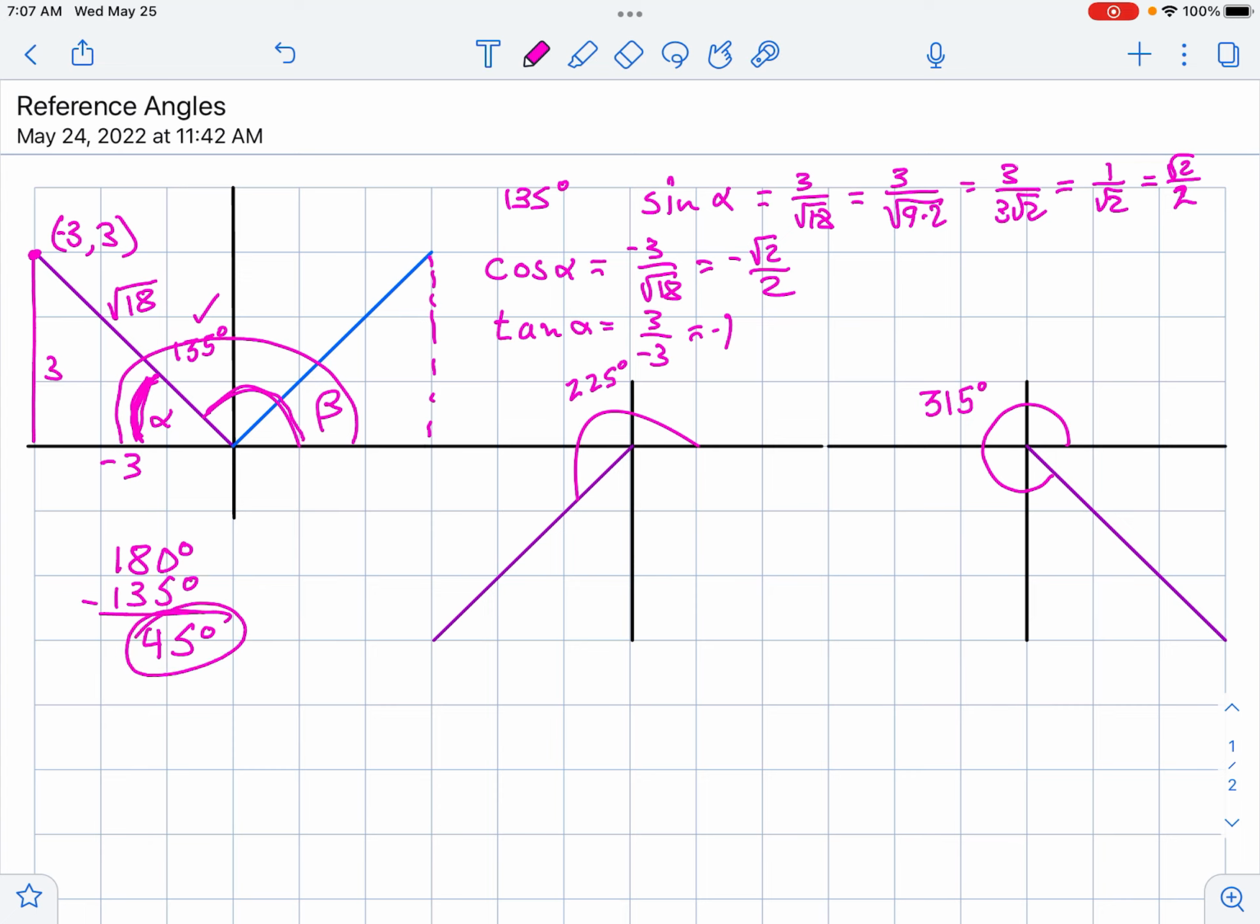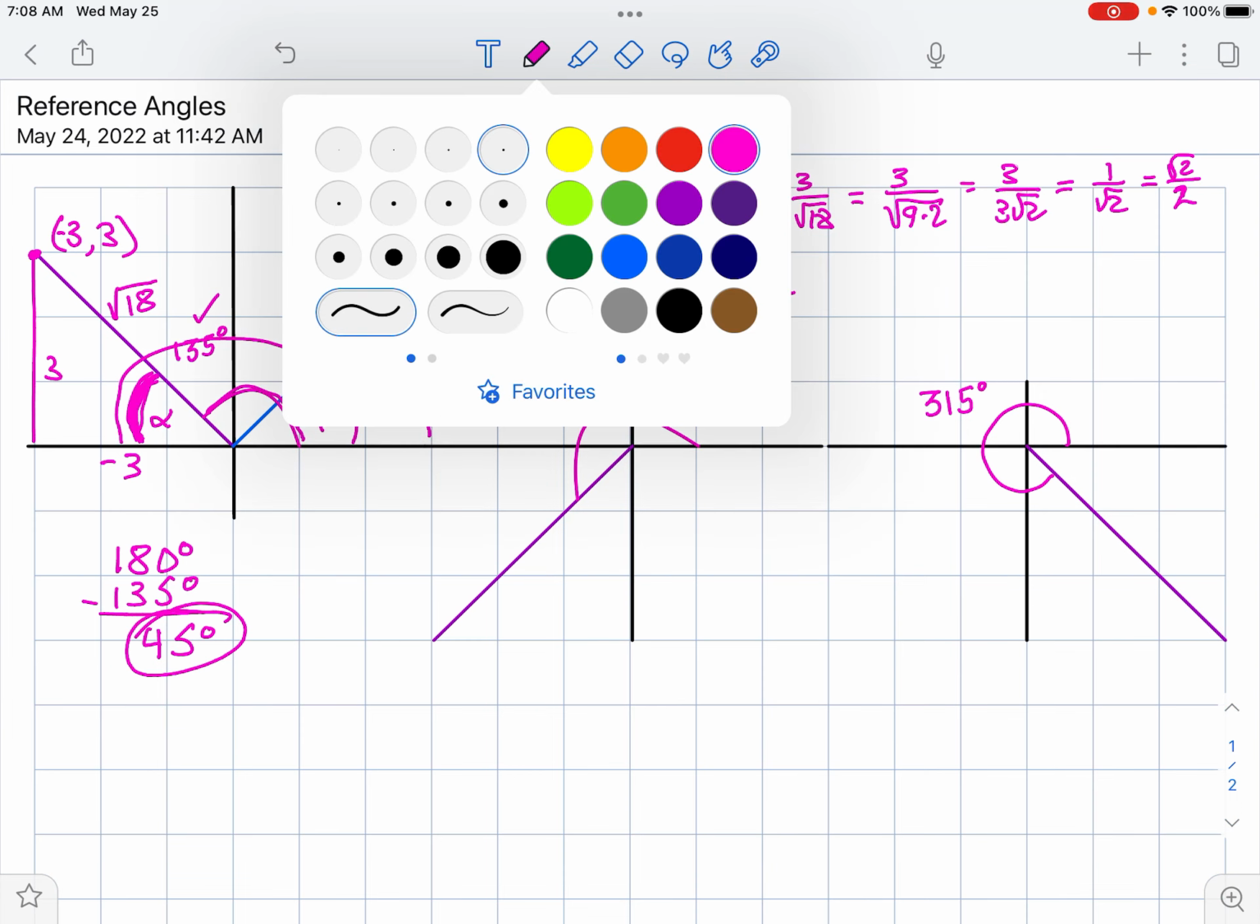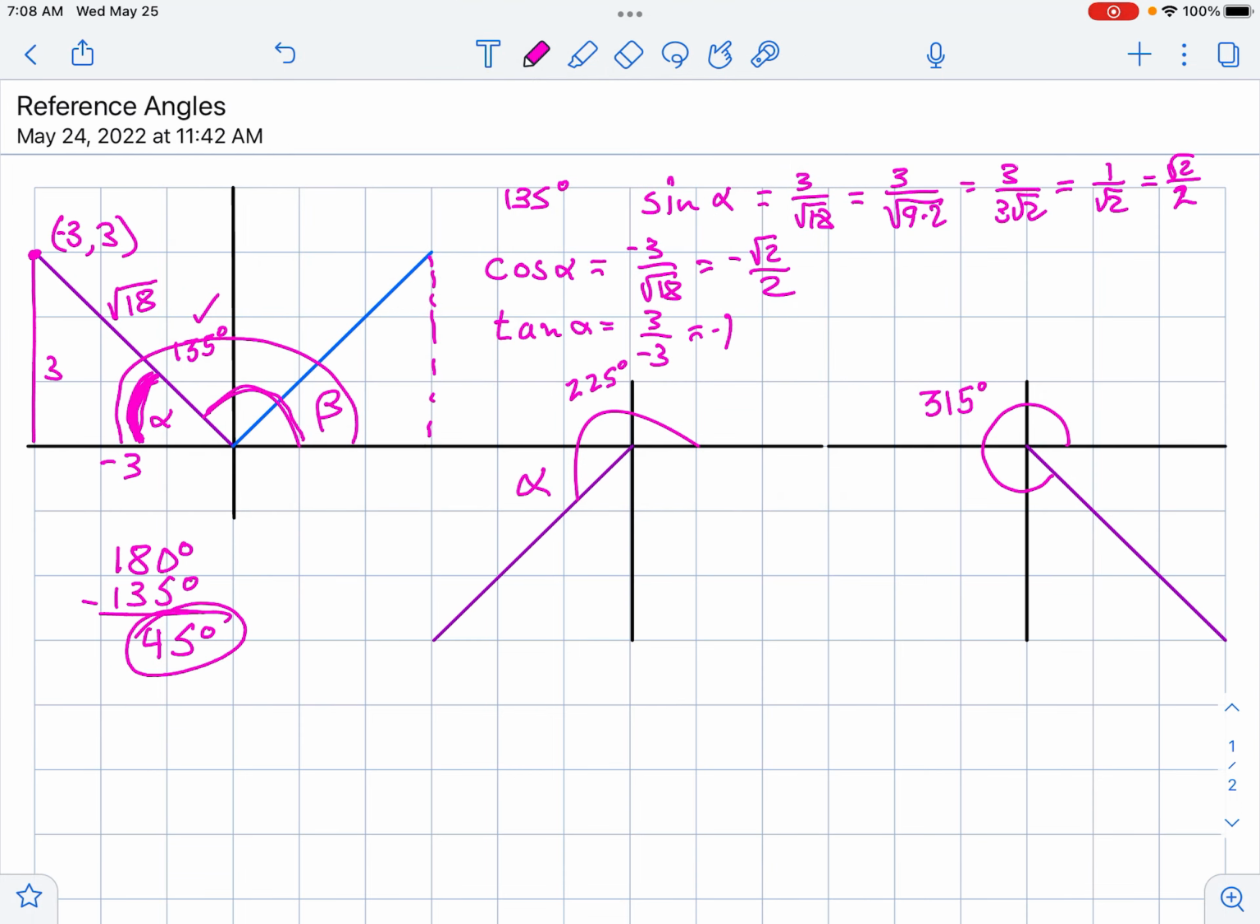So we work with finding the trig functions of 45 degrees, being careful of which quadrant we're in, though. We're in quadrant 2, so cosine's negative, secant's negative, tangent and cotangent are negative. So this is how we do that. We find the acute angle that is made with the x-axis. So let's see how this works with 225 degrees. Now our reference angle is this right here, this angle. So notice how this would be. We would take 225 minus 180.